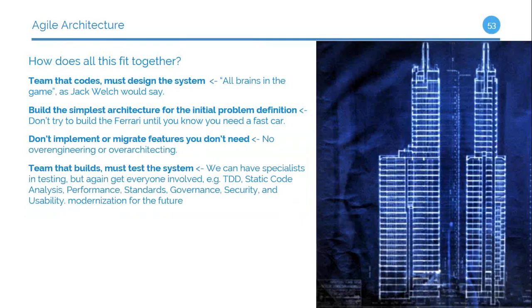So how does this all fit together? Agile architecture means keep it simple. All teams that code must also help in terms of that design. Why? Because that helps to grow them into that architecture practice. It helps them to be engaged with architecture, and of course, it helps them to understand what our patterns are. Why do we build things the way we do?